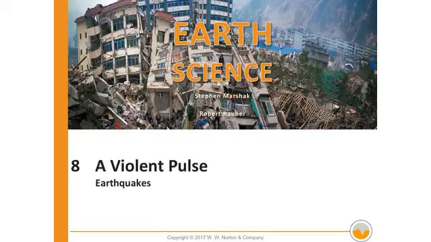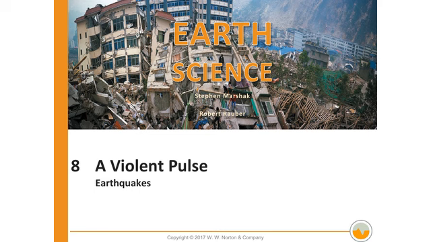The image on the slide shows the aftermath of a building collapse, vividly illustrating the impact of an earthquake. This is a powerful visual that underscores the title of this section: A violent pulse. Earthquakes are sudden and sometimes catastrophic events causing the Earth's surface to shake. This occurs due to movements within the Earth's crust or volcanic activity.